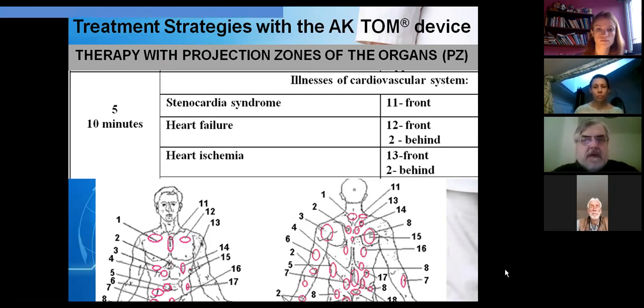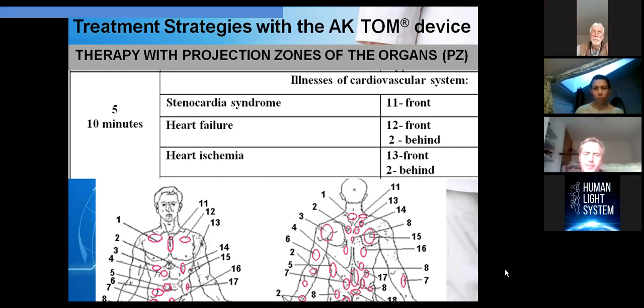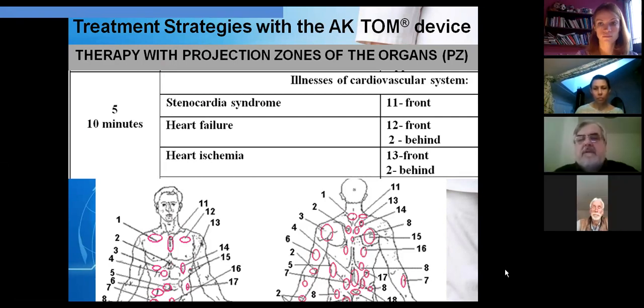One example is the cardiovascular system. You can use the device with program 5, 10 minutes, and depending on the diagnosis, you choose the projection zones and influence them with the help of program 5. Let's say if you have diagnosis and symptoms of heart ischemia, you will influence the 13 area in front and the 2 behind. You see from the pictures that these are areas very close to the heart, one on the back and one on the side of the body. You see, for other diagnoses, you use other projection zones.